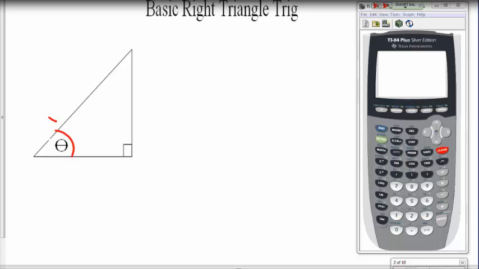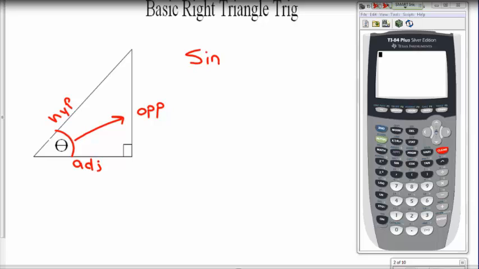You have the hypotenuse, which is always, in your right triangle, the longest side, which is across from the right angle. You then use your reference angle to determine the opposite side. As noted by the arrow, it is the side that is across from the reference angle. And the remaining side is the adjacent.